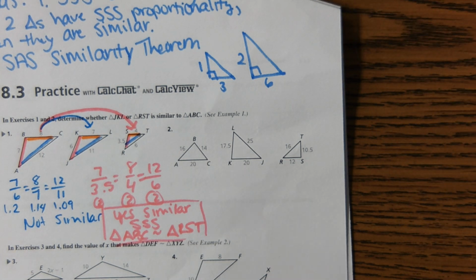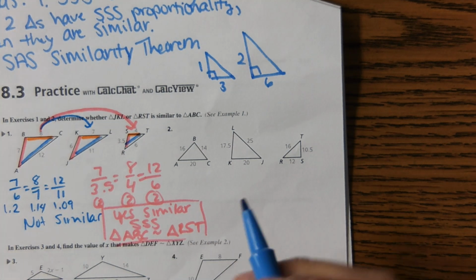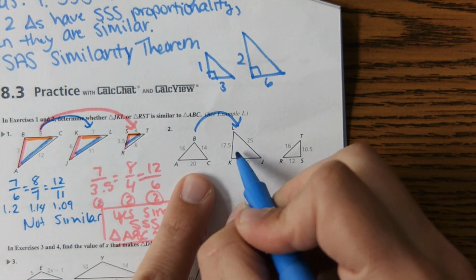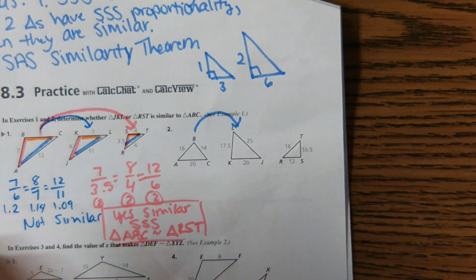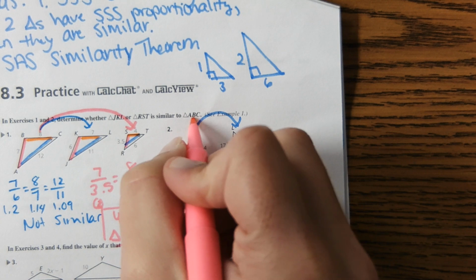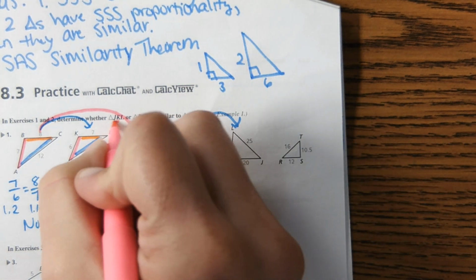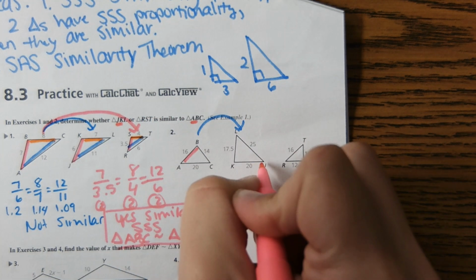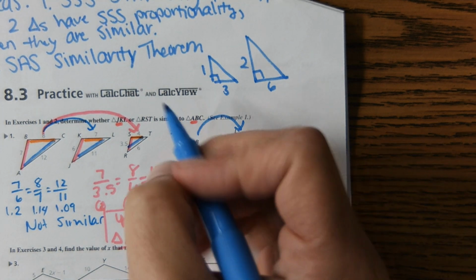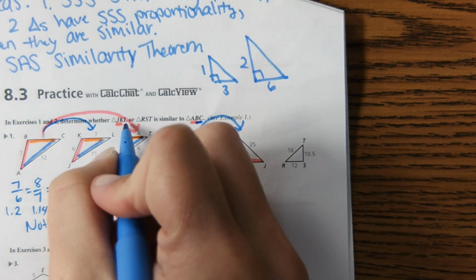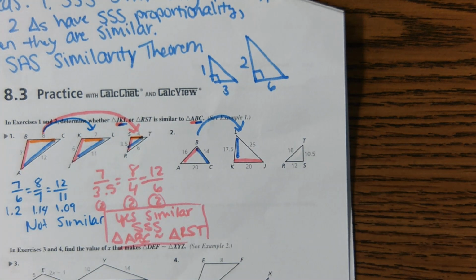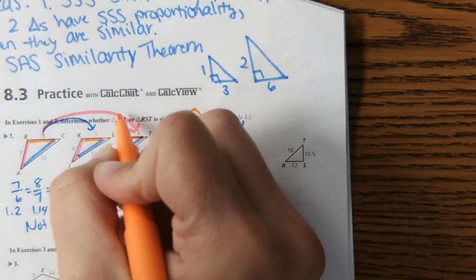The next one, same idea. We're gonna compare this to this one here. This one's a little different because notice how it's not in the same orientation. So when we label the corresponding parts, we have to be careful, and we can use the similarity statement. So AB, the first two letters, would correspond to JK. AB corresponds to JK, which happens to be over here. And then BC, the last two letters, corresponds with KL. And then first and last, AC corresponds with JL.